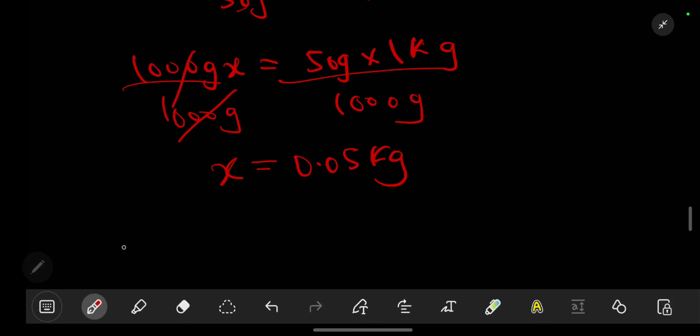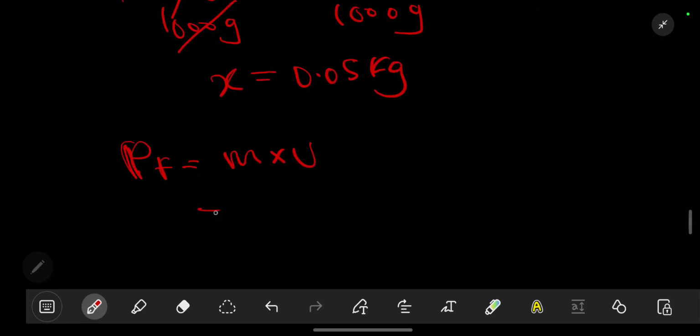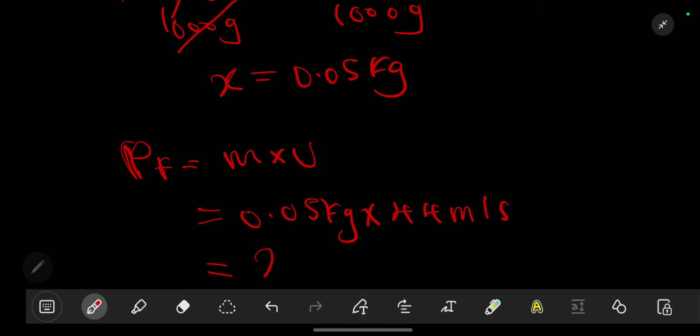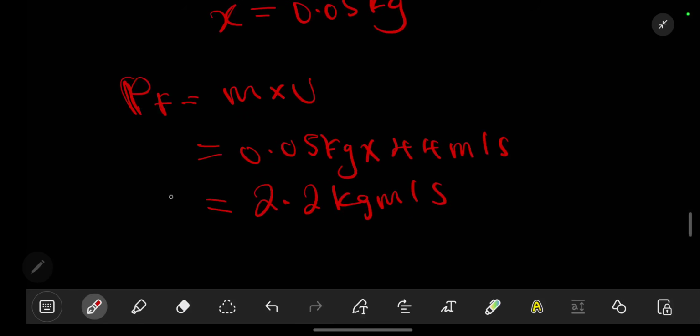So the final momentum, P final, is equal to the mass times the velocity. The mass is 0.05 kg times the velocity, which is 44 meters per second. When we multiply this value by 44, we get 2.2 kg meters per second. So this is our final momentum.